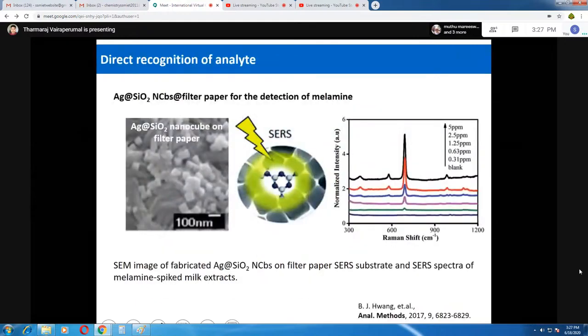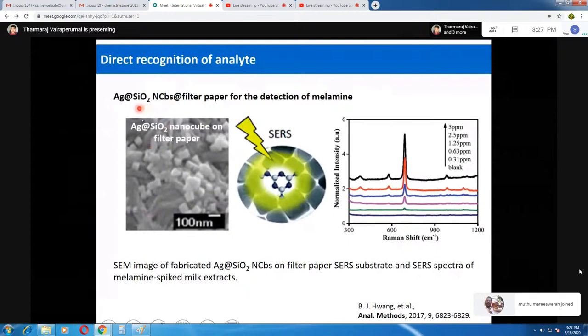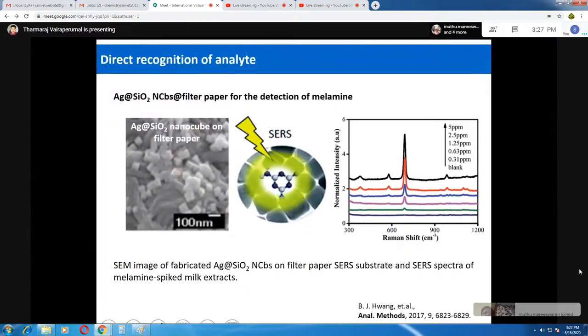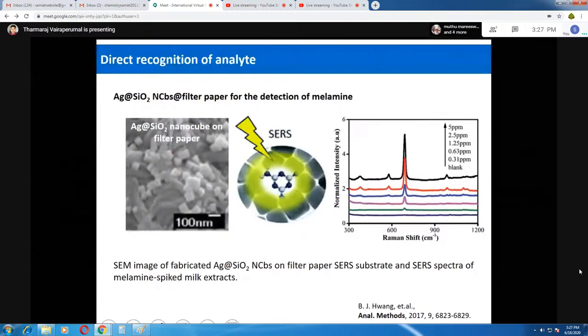Then this is the direct detection of analyte. This is very simple and the easiest method to prepare this kind of substrate. Here is the pure nanocube, deposited on top of the substrate. You can drop the analyte directly to measure the Raman. It is a very convenient and useful technique.